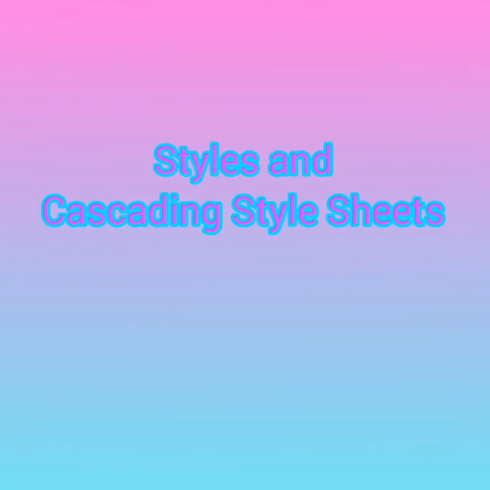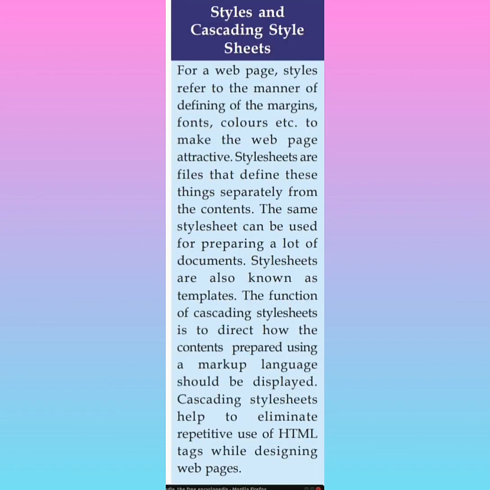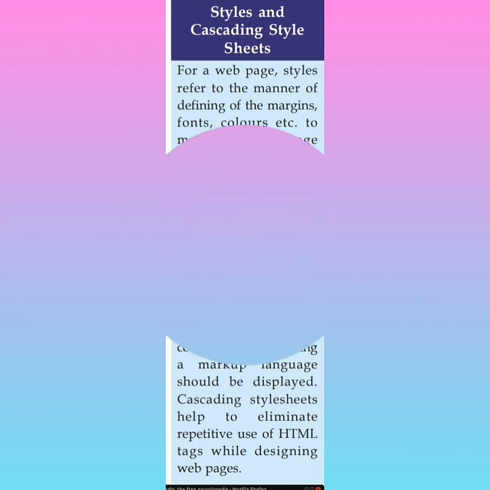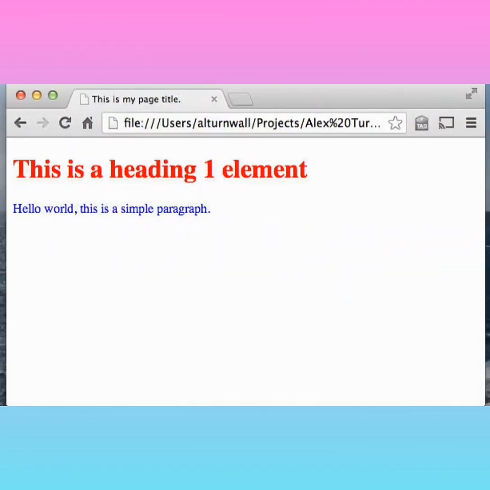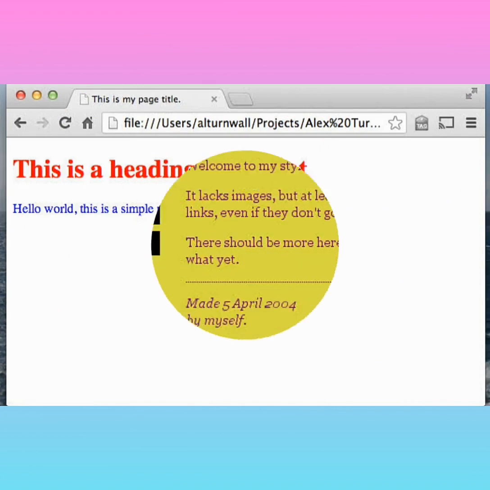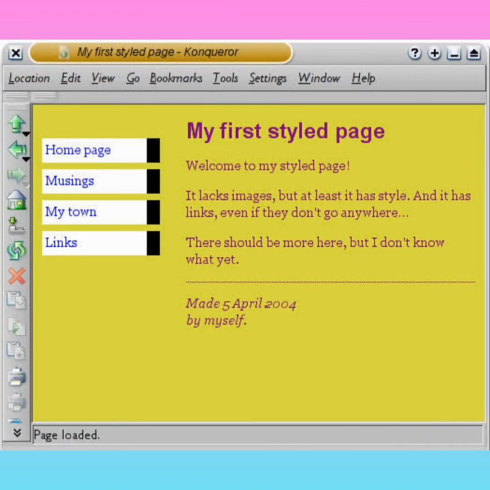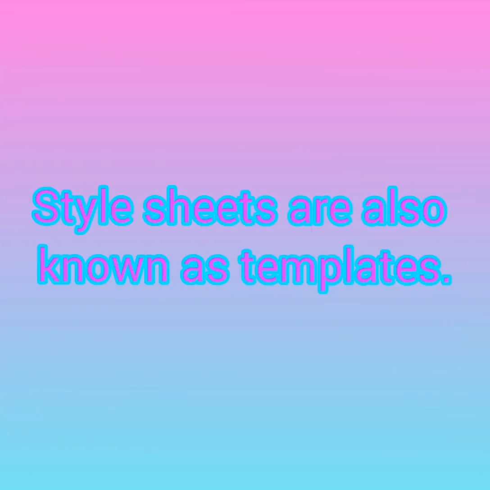Styles and cascading style sheets. For a web page, styles refer to the manner of defining the margins, fonts, colors, etc. to make the web page attractive. Style sheets are files that define these things separately from the contents. The same style sheet can be used for several documents. Style sheets are also known as templates.